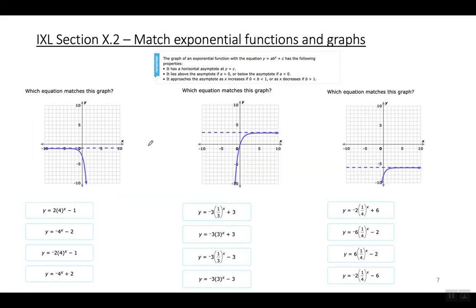Okay, so let's look at these. Which equation matches this graph? All right. So first of all, my asymptote is at -1. So it's between this one and this one. Okay, el asymptote está en -1, así que tiene que estar entre estos dos. My graph of the line is beneath the asymptote, so A has to be negative. So this has to be my answer. All right, el gráfico de la línea está debajo del asymptote, así que A tiene que ser negativo, así que esta tiene que ser mi respuesta.